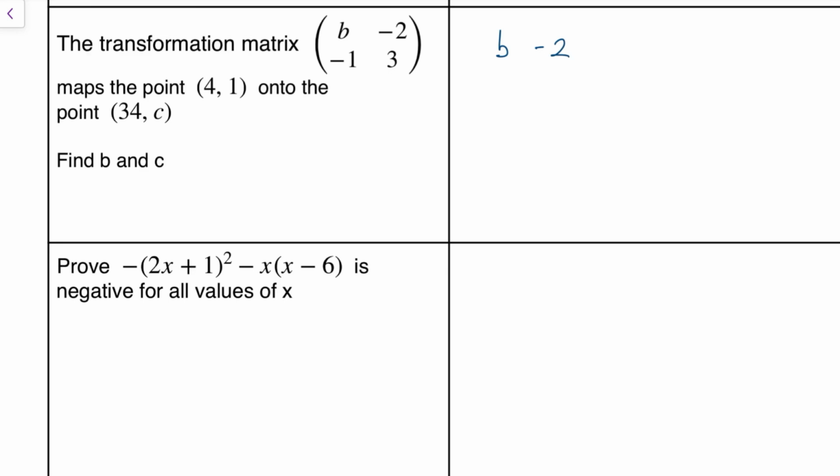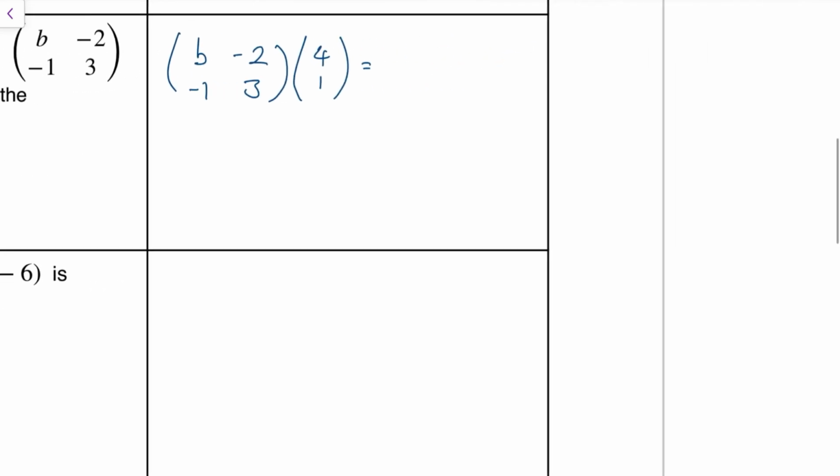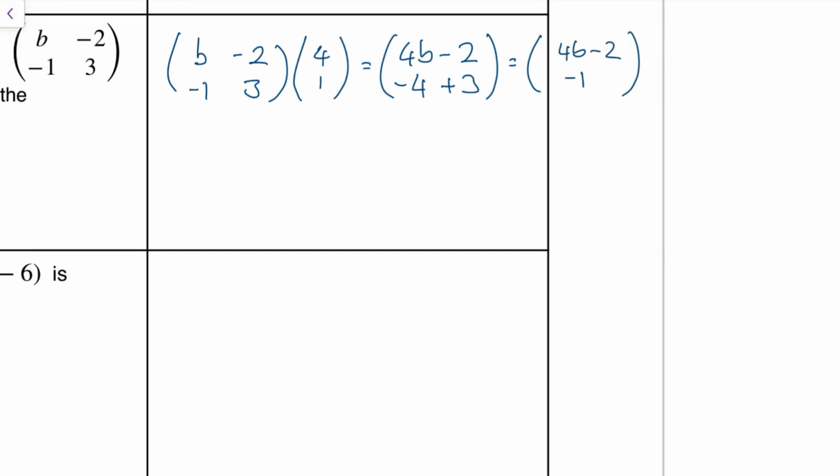Basically, I'm just going to expand the matrix. So b minus 2 minus 1, 3 multiplied by, maps the point 4, 1 onto 34c. So let's do the expansion first. So that's going to be, let's move over here. It's going to be 4b minus 2 and minus 4 plus 3, which is the same as, well, it's still 4b minus 2, but minus 4 plus 3 is minus 1.